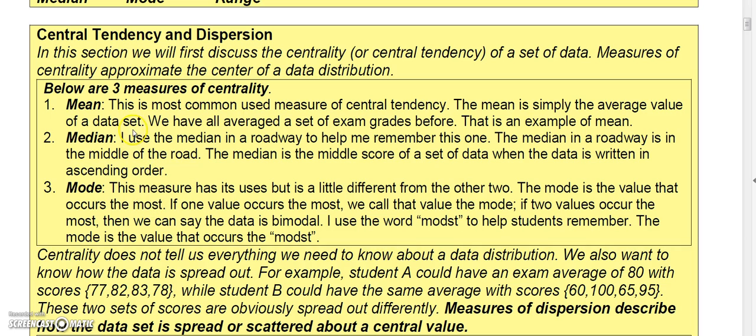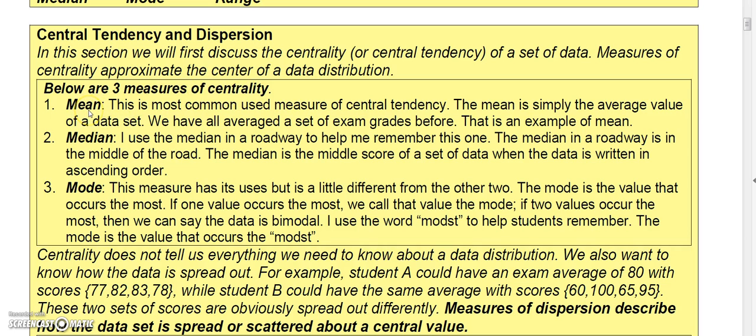Now, there's two areas of statistics that are important. One is the area dealing with central tendency, and the other is the area dealing with dispersion. Central tendency is basically a way to determine what your data that you gather is centered about, and then dispersion is a way to determine how that information is spread about that center. So we're going to talk about three measures of centrality or central tendency.